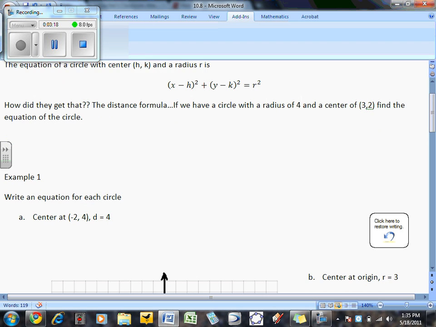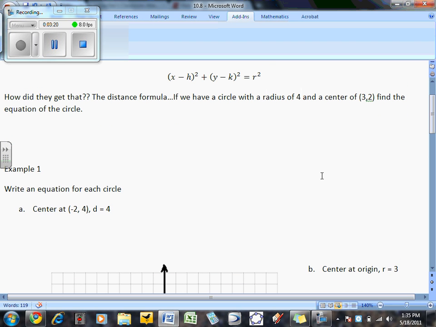And from that, we can write an equation for each circle. It says, write an equation for each circle. The center is at (-2, 4). So we pointed out that it's the opposite sign, by the way. So we need to go (x + 2) squared plus (y - 4) squared equals our radius squared. Our radius is 2, 2 squared is 4. So that's how we write the equation of that.